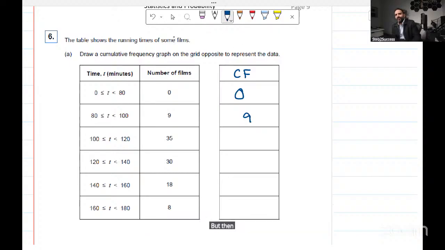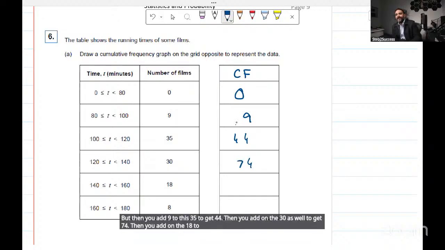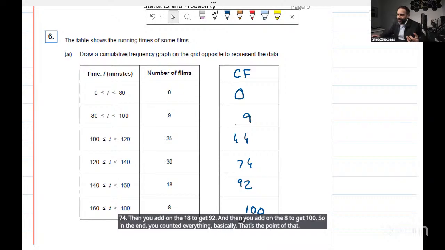But then you add 9 to this 35 to get 44. Then you add on the 30 as well to get 74. Then you add on the 18 to get 92. And then you add on the 8 to get 100. So in the end, you counted everything, basically. That's the point of that.